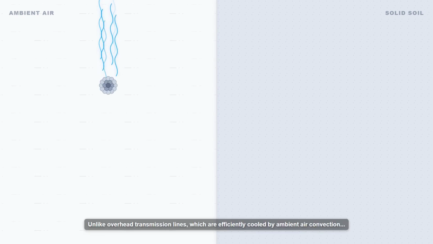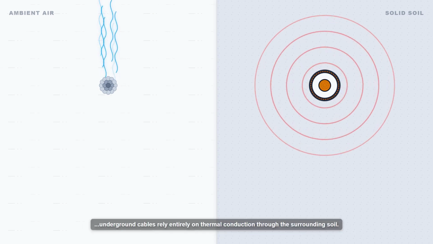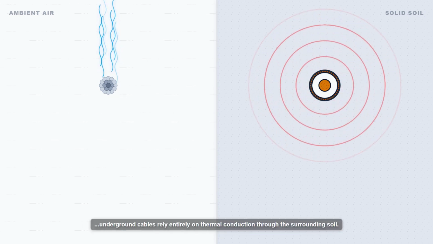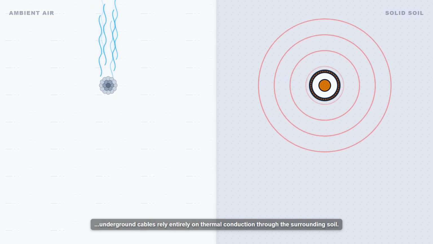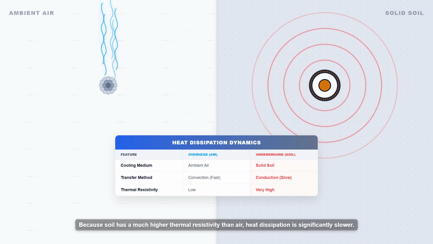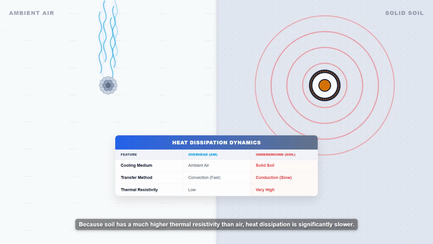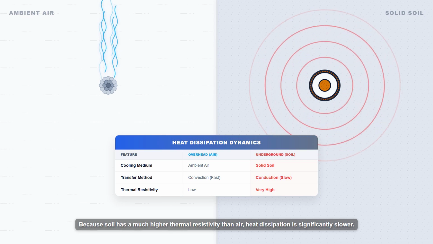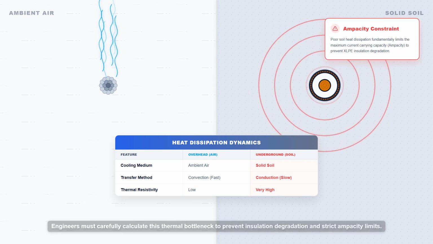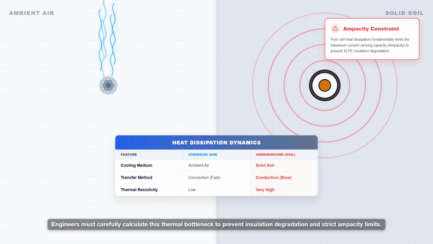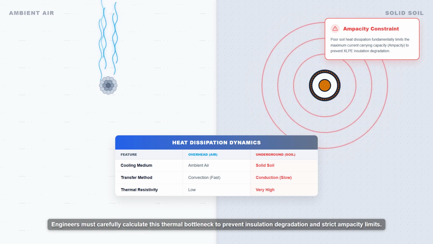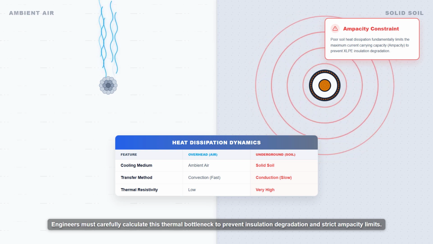Unlike overhead transmission lines, which are efficiently cooled by ambient air convection, underground cables rely entirely on thermal conduction through the surrounding soil. Because soil has a much higher thermal resistivity than air, heat dissipation is significantly slower. Engineers must carefully calculate this thermal bottleneck to prevent insulation degradation and strict ampacity limits.